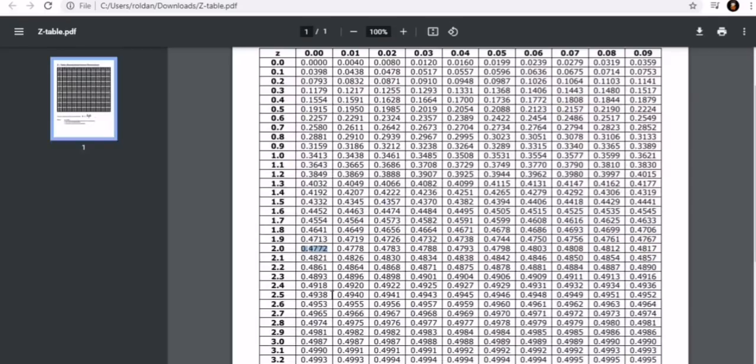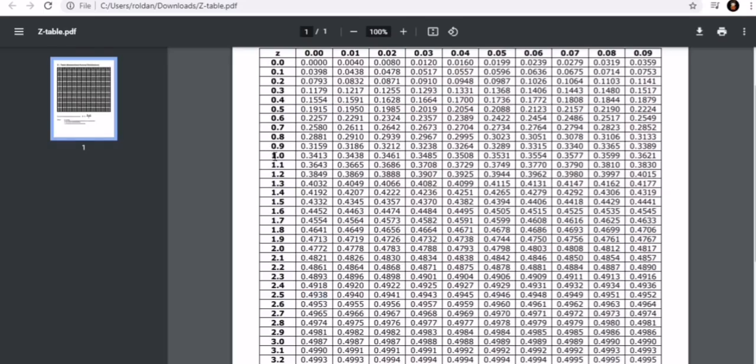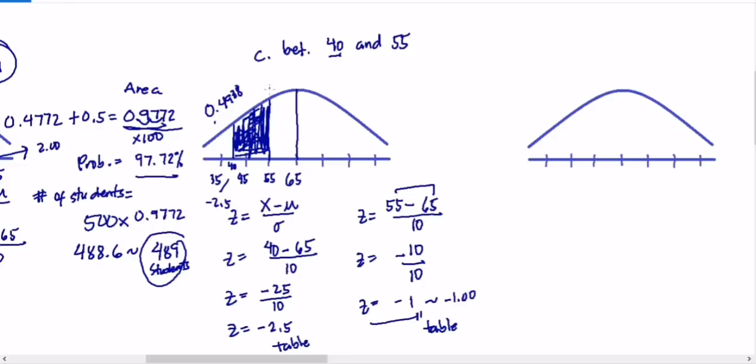Hanapin natin dito yan sa table. 2.5 muna. So, ito yung 2.5. Then, 0 yung katabi ng 5 natin. So, ito yun mismo. 0.4938. So, si 2.5 meron siyang 0.4938. What about this 55 naman? Yung negative 1.00. So, hanapin na natin yung 1.0 sa table. 1.0, ito yun. Katabi niya ay 0 din. So, 0.3413 naman.